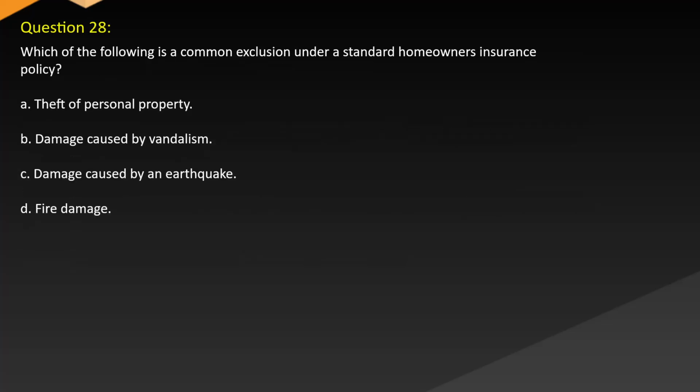Question 28. Which of the following is a common exclusion under a standard homeowner's insurance policy? A. Theft of personal property. B. Damage caused by vandalism. C. Damage caused by an earthquake. D. Fire damage.